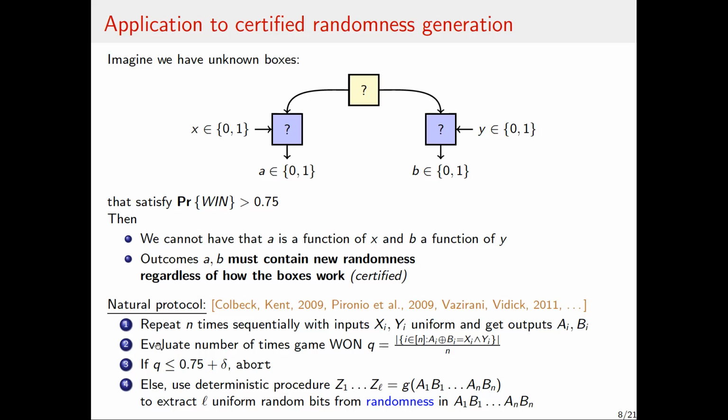The way I do it is that I will use this device n times in a sequential way. Each time I give it as inputs xi and yi. So I choose these x and y uniformly at random, and I get the outputs A and B. After using this n times, I will count how many times I won and how many times I lost. Remember, the winning condition was that x and y is equal to a xor b. I count the number of times, and Q is the fraction of such times I won.